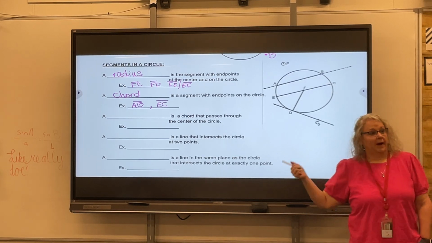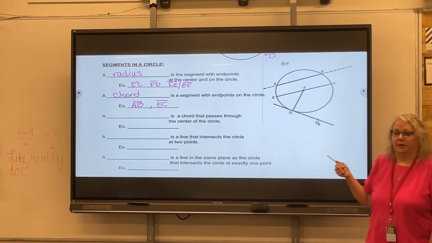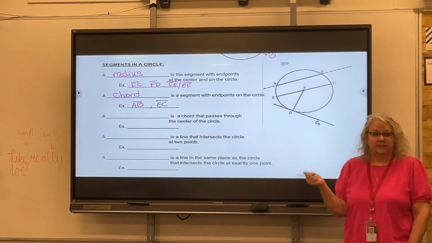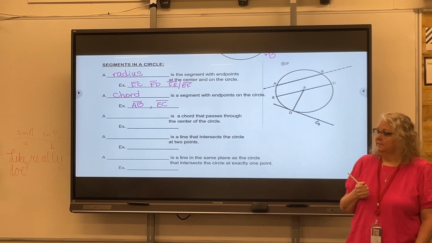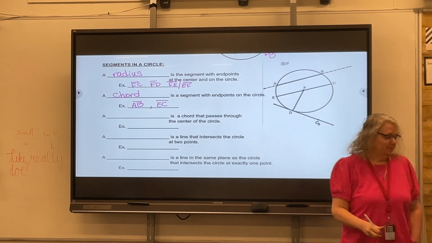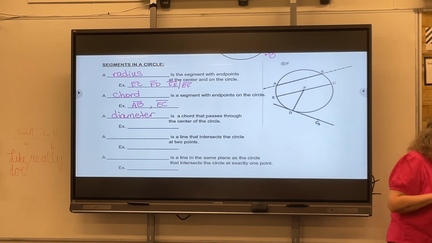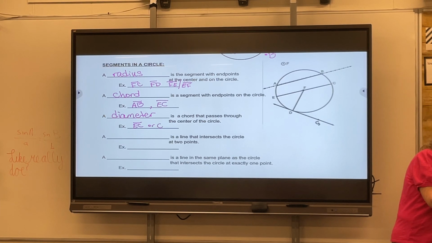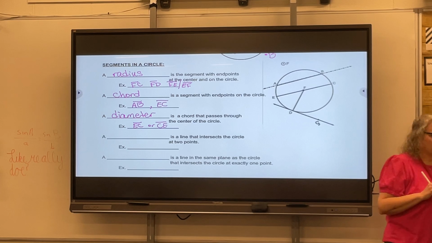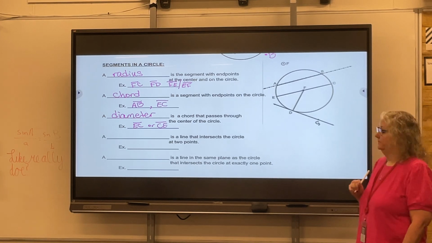It is a special kind of chord, EC is, because it is a chord that goes through the center. What do we call that? Diameter. A diameter, good guess. The diameter is the chord that goes through the center. So that would be EC or CE.